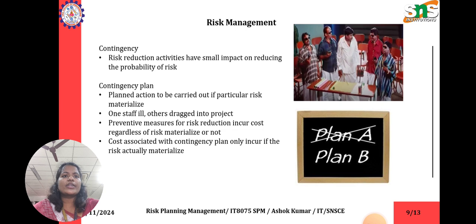Contingency: risk reduction activities may have only a small impact on reducing the probability of risk. A contingency plan is a planned action to be carried out if the risk materializes. For example, if one staff member is ill, another is drawn into the project. Prevention measures for risk reduction incur cost regardless of whether the risk materializes or not. The cost associated with a contingency plan is only incurred if the risk actually materializes.